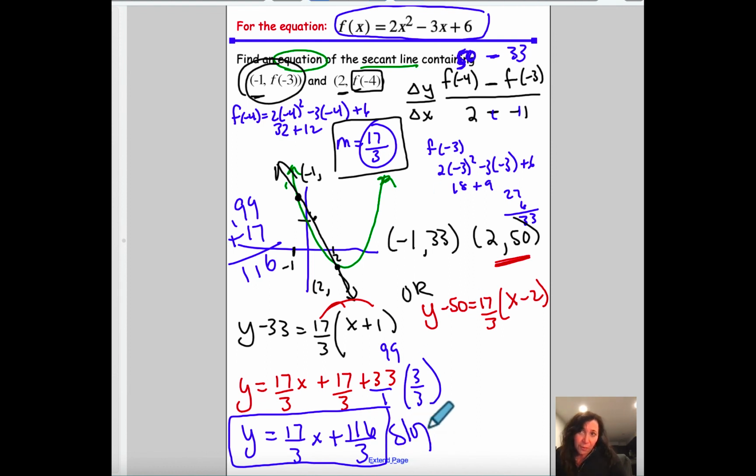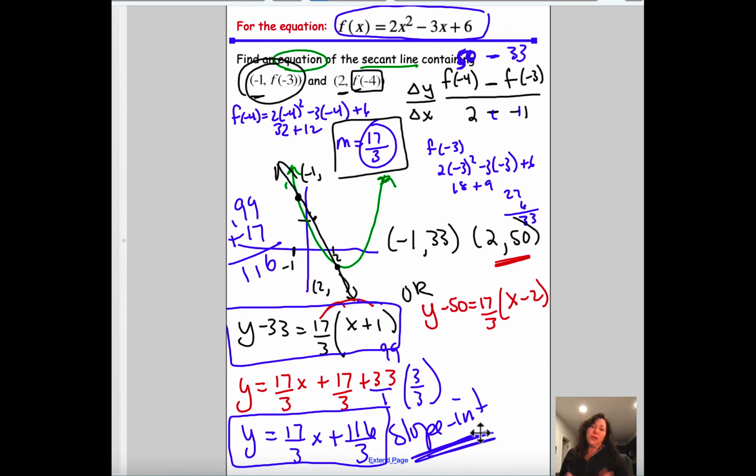So this is slope intercept form. And this form was what we called point slope form, but I'm probably going to ask you in slope intercept form because I want you to solve for y.